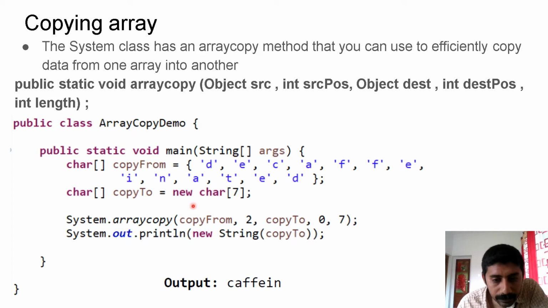System.arraycopy, from which array, second position. So in this array, from the second position to the copyTo array, at which position, 7. Now from the second position, 7 elements. The second position means index 2, 0, 1, 2, so this one, C, then 7 elements: 1, 2, 3, 4, 5, 7.